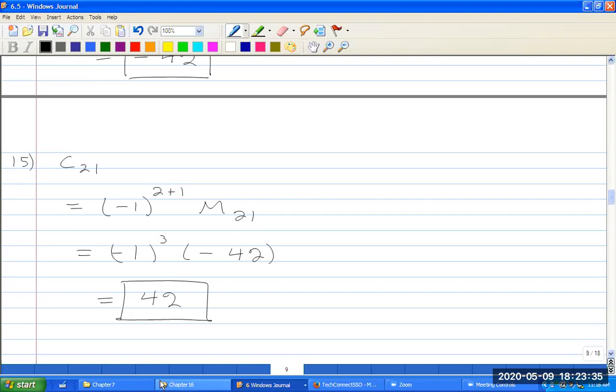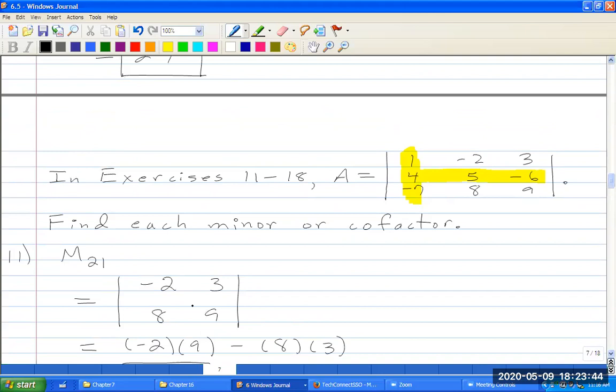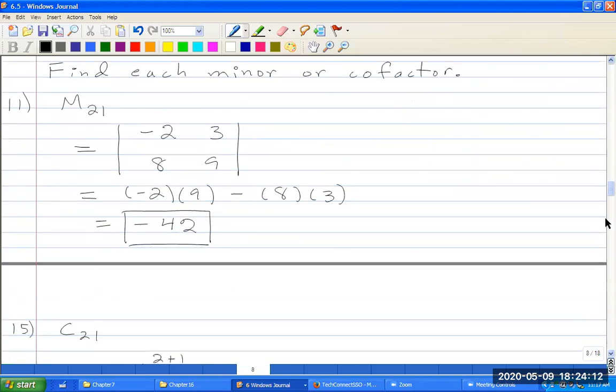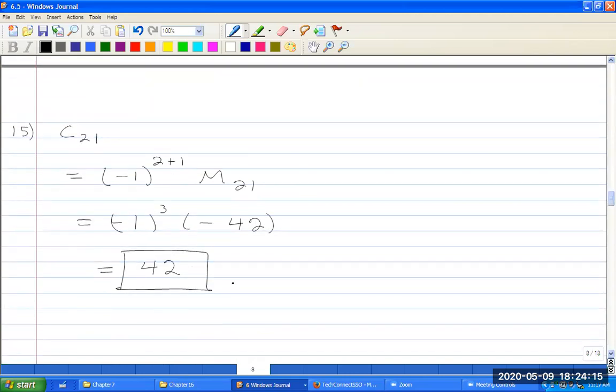And that's your answer. Now, another way of thinking about this is as follows. You always start with a plus in the upper left corner, and as you traverse, you keep changing signs: plus, minus, plus, minus, and so on. Since I was finding the cofactor using this entry, I go plus, minus. So I change the sign of negative 42 to get a positive 42.